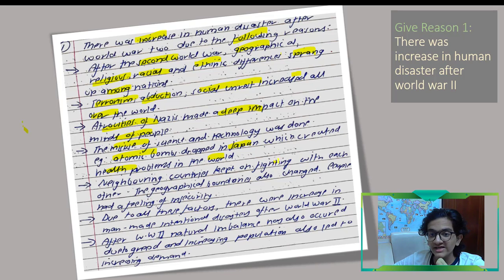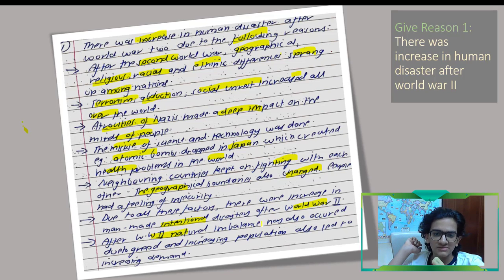Neighboring countries kept on fighting with each other. The geographical boundaries also changed. People had a feeling of insecurity. Due to all these factors, there was an increase in man-made intentional disasters after World War II.